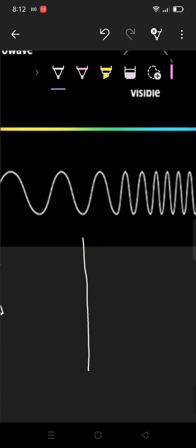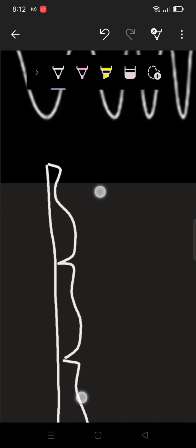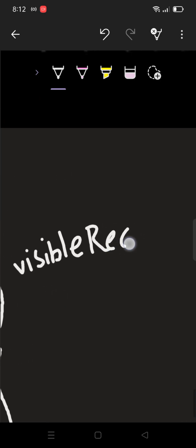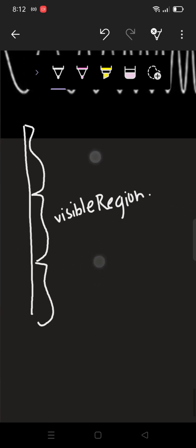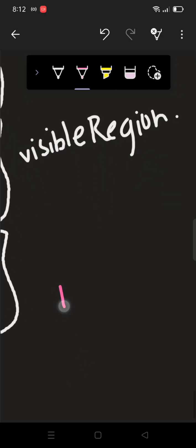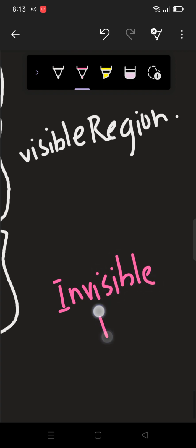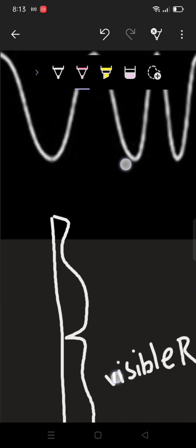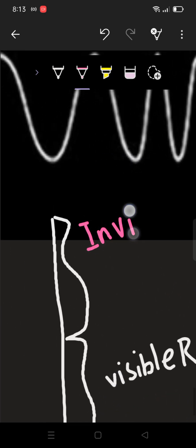Now we have some terms to discuss, right? We have 3 regions. The mid one is known as the visible region. The lower one is known as invisible, and the upper one is also known as invisible. These both aren't visible, right? This is an invisible region, as well as this is an invisible region.